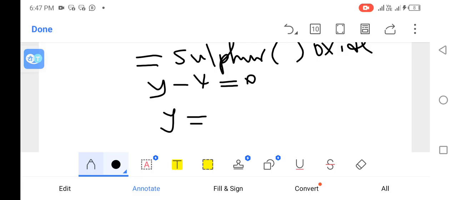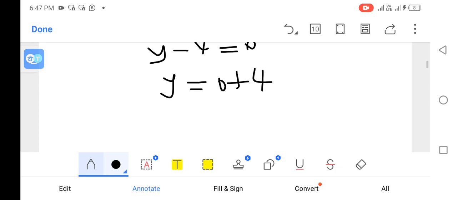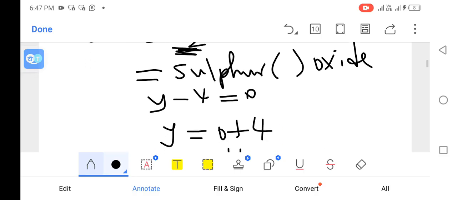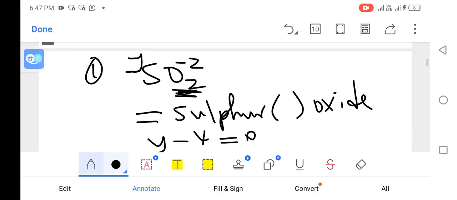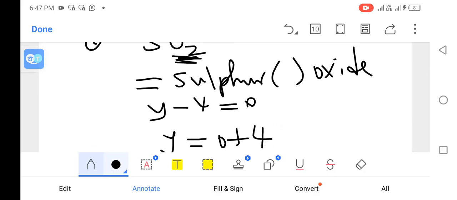Y will be equal to, carry -4 to the right hand side. This is your right hand side, this is your left hand side. So if you carry -4 there, it becomes 0 plus 4, which equals 4. Therefore the name of this compound is sulfur 4 oxide.